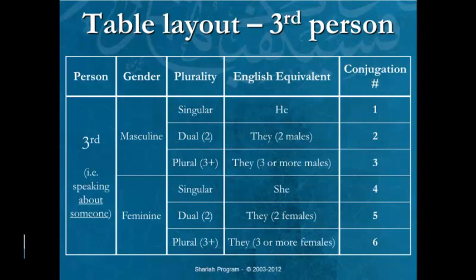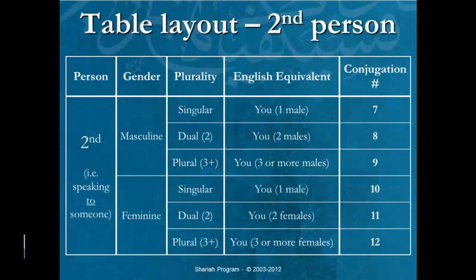And you can see the English equivalents there: he, they, she, they, and that's conjugations 1 through 6. So the actual verbs are going to occupy that slot on the far right. We're going to put actual verbs there. Or we're going to introduce a new column. In between the number and the English equivalent, there's going to be a new column there, and that's where the actual Arabic verb will come.